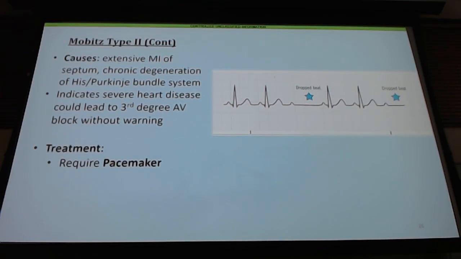Because what can cause this is if they have an extensive MI that's affecting the interventricular septum, it can lead to this. But the concern is that this can go on and develop into third-degree AV block, and now you have no coordination between the atria and the ventricle. And the treatment for this is going to be a pacemaker, because we've got to get that predictability back. So if I can't trust the body to do that predictable behavior, I'm going to need to do something to give me that predictability again. And that's where the pacemaker comes in.